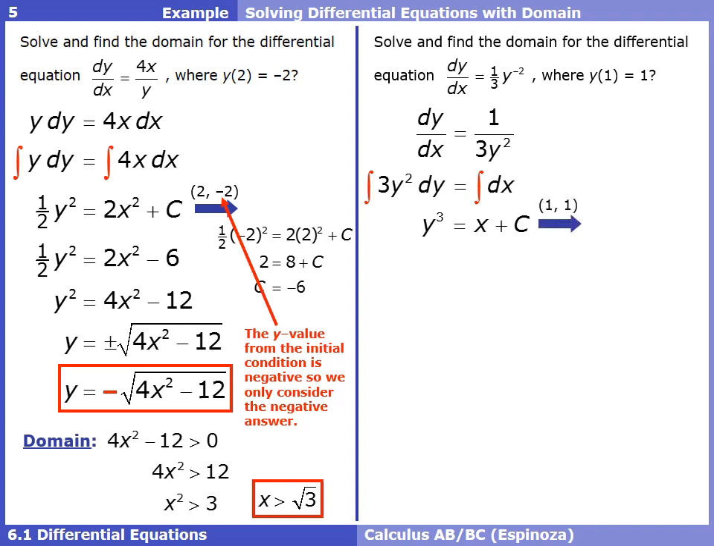Again, we're not going to solve for y here, we're going to go ahead and plug in our point to find the c value, and it turns out c is equal to 0 here. To solve for y, to get it by itself, we would need to take a cubic root of both sides, so of course y equals the cubic root of x.